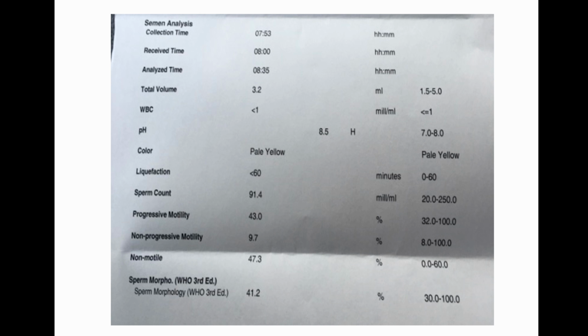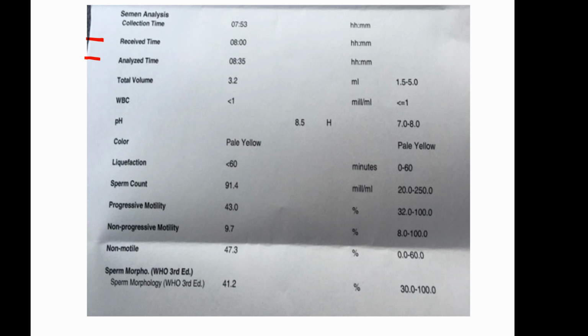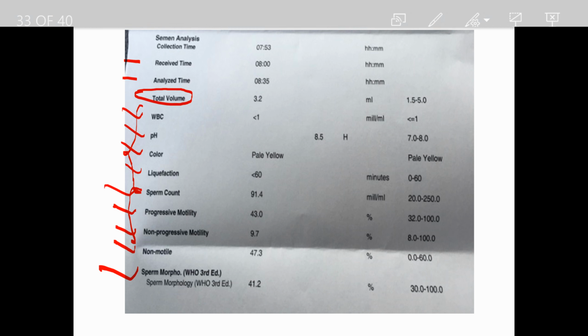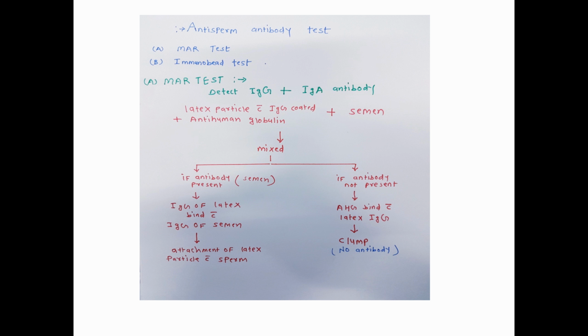So this is the basic report, how to report the semen analysis in the lab. First is the receiving time and analyzing time. Now the important one is the total volume. Then the physical examination: pH, color, liquefaction and the WBC. WBC comes under microscopic examination. In the microscopic examination: sperm count, progressive, non-progressive, non-motile, and finally the sperm morphology. So these are the basic points in which we have to report the lab report for semen analysis. And the final one is anti-sperm antibodies, which are generally not tested frequently because very few patients present with anti-sperm antibodies.